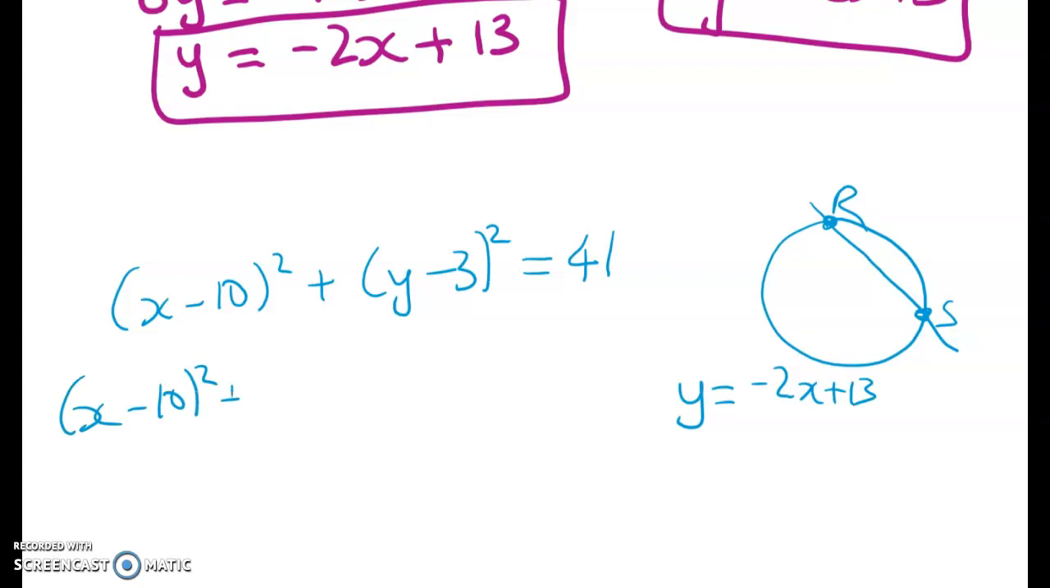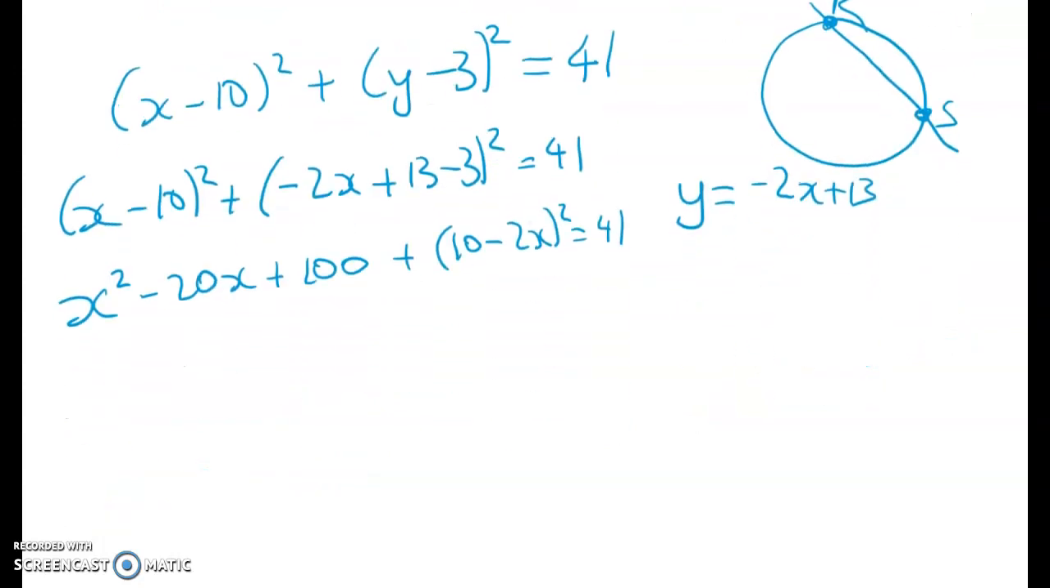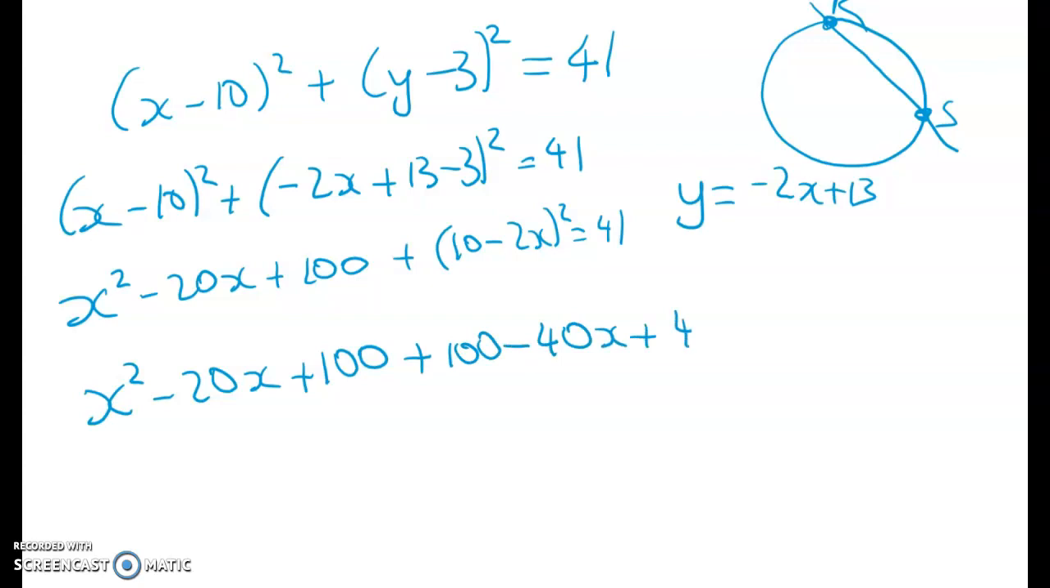So I can sub that in. x minus 10 squared plus negative 2x plus 13 minus 3 squared is equal to 41. Right, so I get x squared minus 20x plus 100 plus 10 minus 2x squared is equal to 41. x squared minus 20x plus 100 plus 100 minus 40x plus 4x squared is equal to 41.